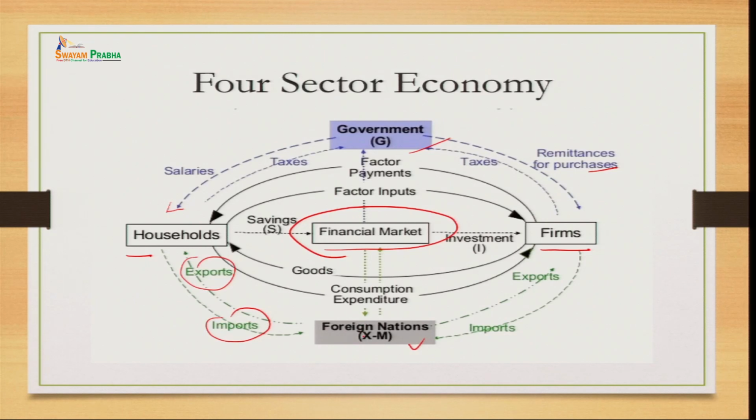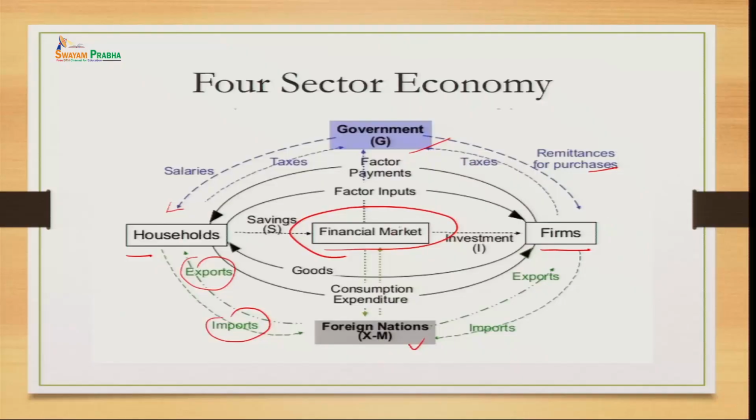Getting something from a foreign nation is import, and sending something is export, right. In the same way, firms also interact with the foreign nation by way of import and export. Government also interacts with the financial market. Household people keep their savings in the financial market. We can also buy government bonds and government shares, and financial markets also make investments in government organizations as well as private organizations, and they can also invest in a foreign nation. People of other countries are also making investments in our country.